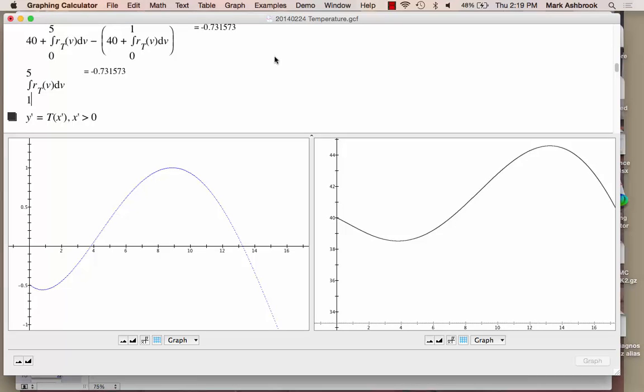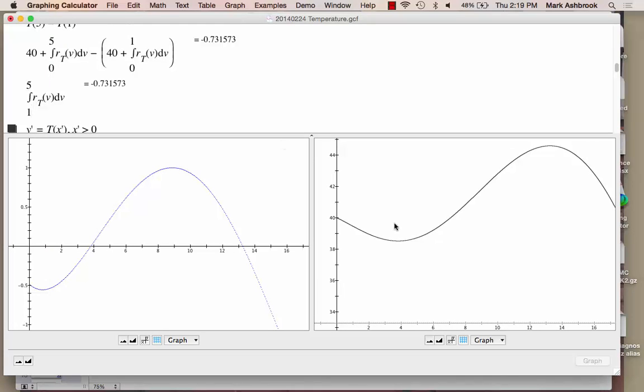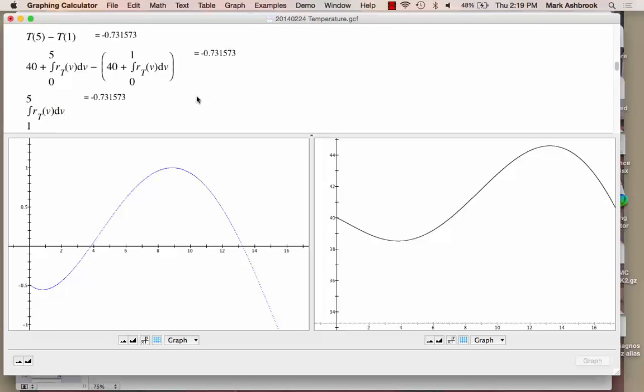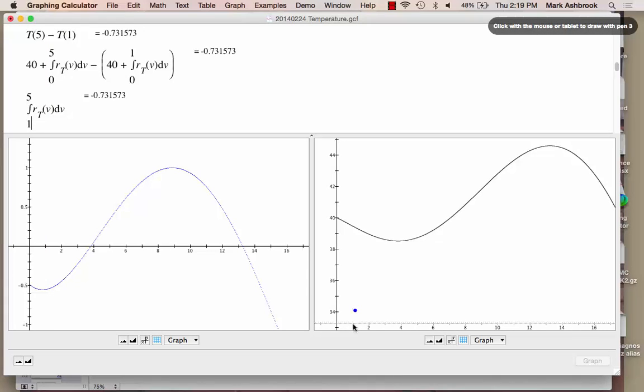So when I'm talking about the accumulated changes in temperature from a certain point to a certain point, does this initial temperature matter? Let's show it on the graph. So T of 1 is like this. Here's 1, so this is my temperature. Right there is T of 1. And then here's 5. So T of 5 is somewhere over here.